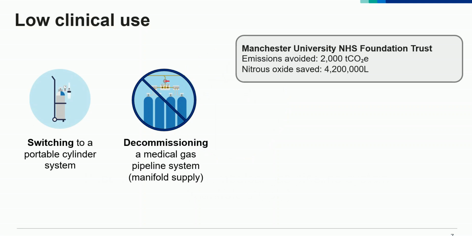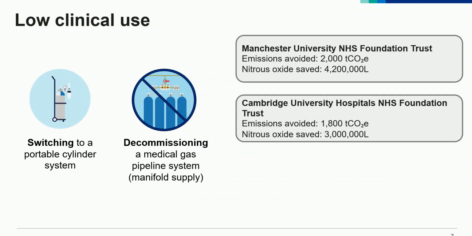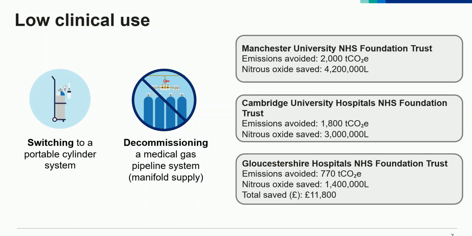Manchester University Foundation Trust saved 4.2 million litres of nitrous oxide and avoided 2,000 tonnes of carbon dioxide equivalent by doing this. Cambridge University Hospitals Foundation Trust saved 3 million litres of nitrous oxide and avoided 1,800 tonnes of carbon dioxide equivalent. Gloucestershire Hospitals Foundation Trust saved 1.4 million litres of nitrous oxide and avoided 770 tonnes of carbon dioxide equivalent. They also estimate savings of £11,800 due to this change.